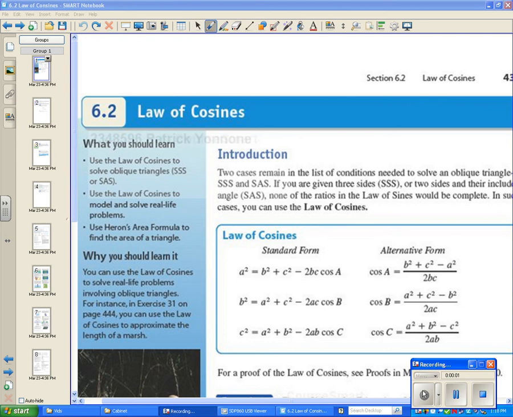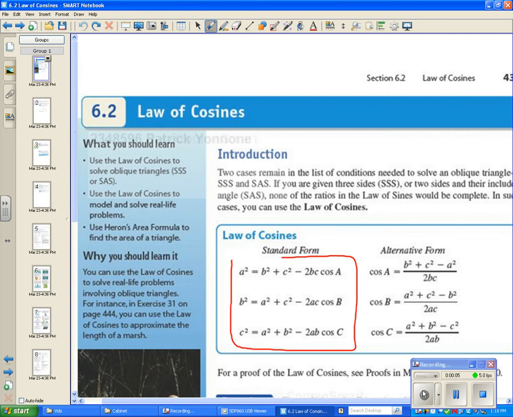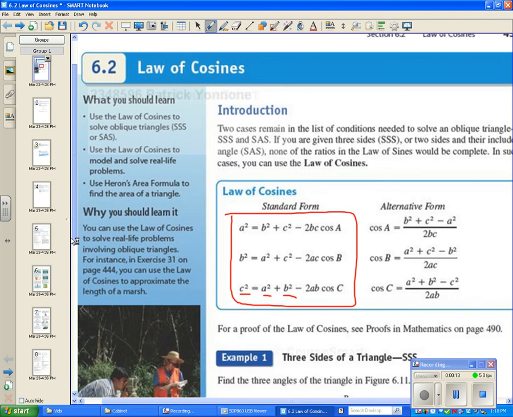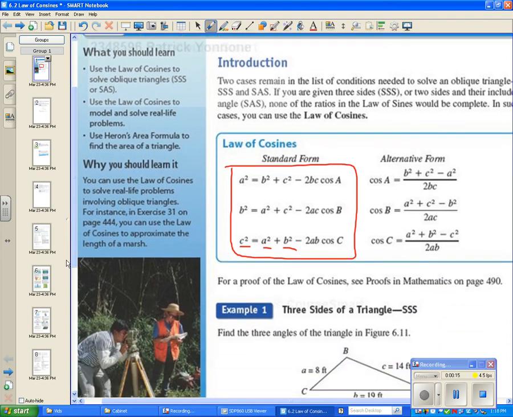All right, 6.3 Law of Cosines. Notice these are crazy looking formulas, very similar to the Pythagorean theorem, especially the c squared equals a squared plus b squared. In fact, the Pythagorean theorem is considered a special case of Law of Cosines. These are all saying essentially the same thing.